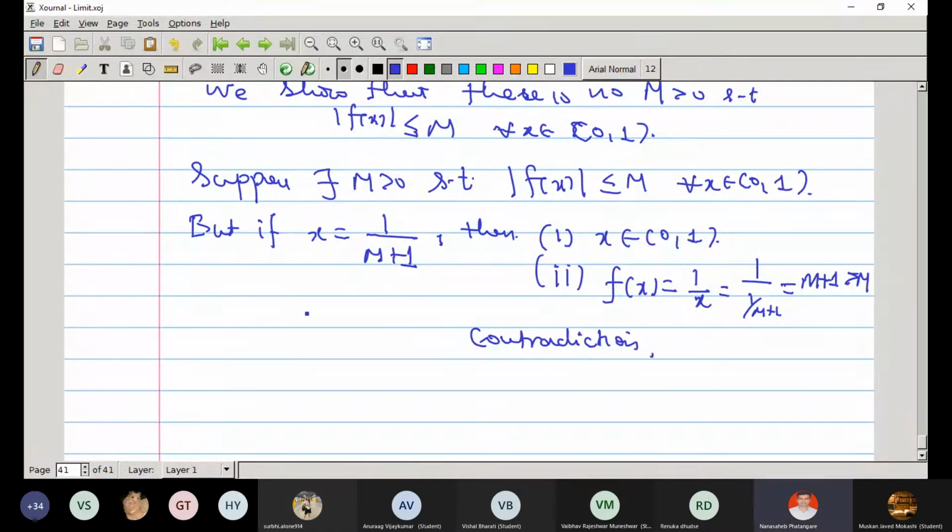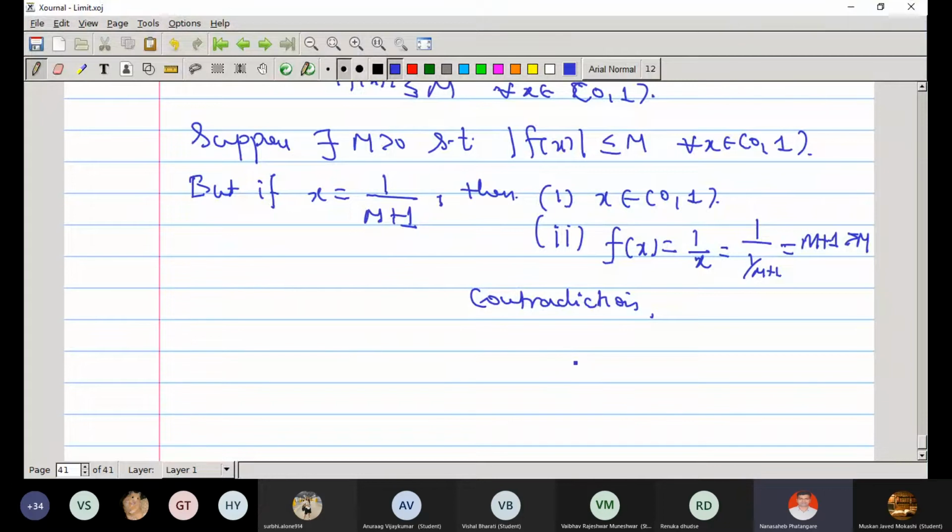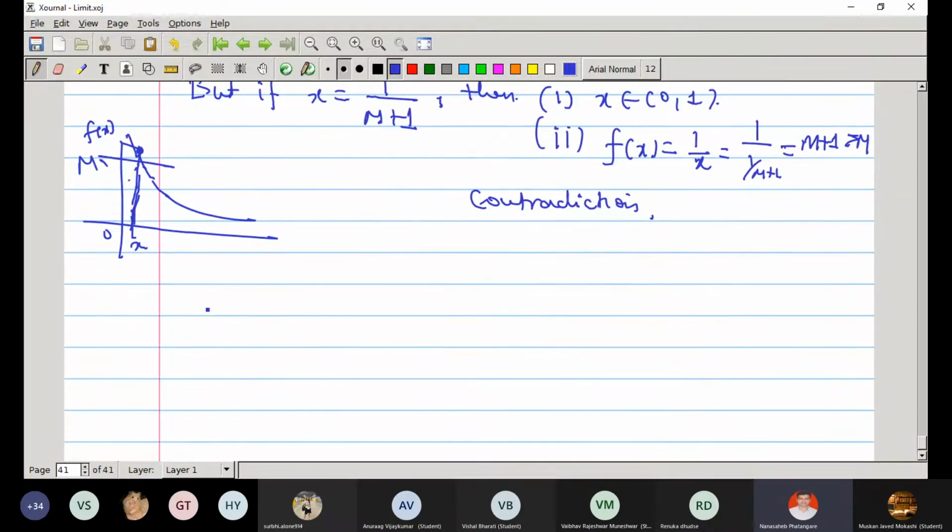That means if you choose any m as a bound for the function, then I can produce an x in the domain at which the function is greater than that m. So for 1 by x, if you give me any m, I will give you an x sufficiently close to 0 at which the value is greater than m. From this figure you can see that for any m I can produce such an x. Therefore this function is not bounded.